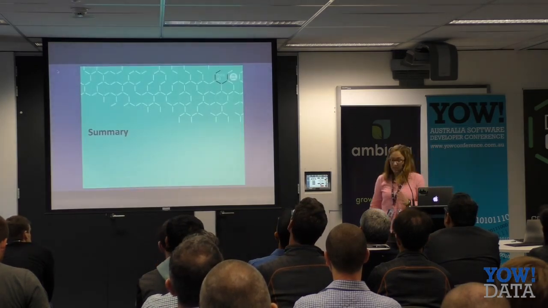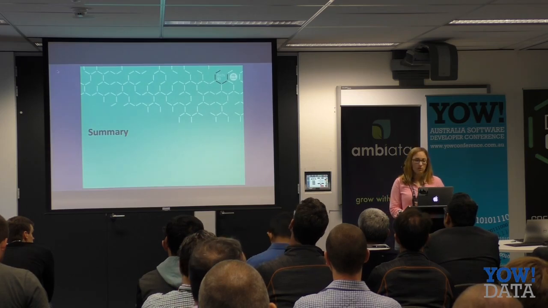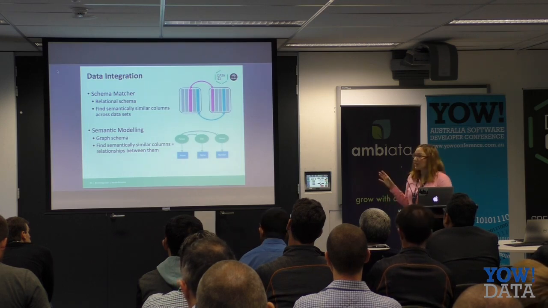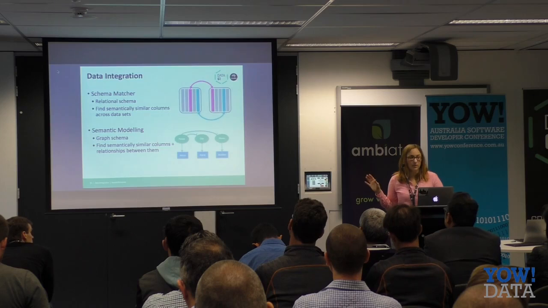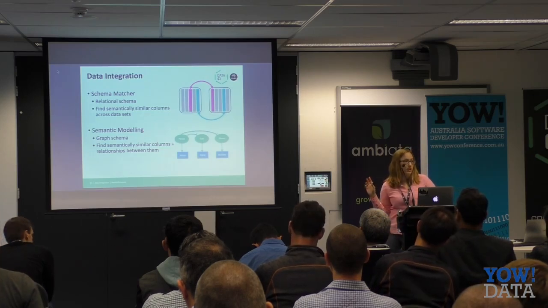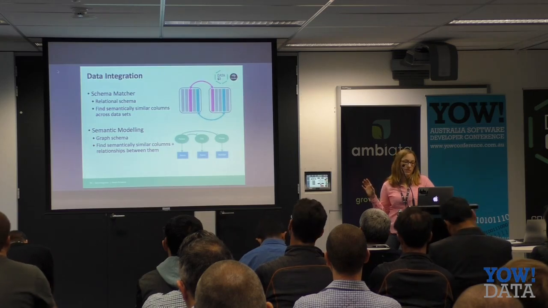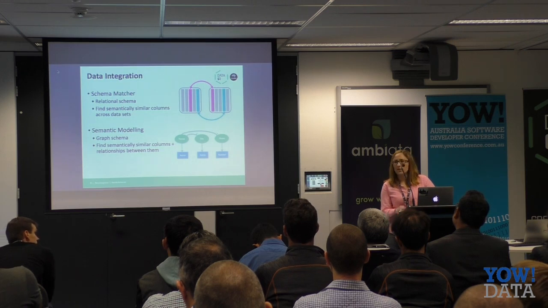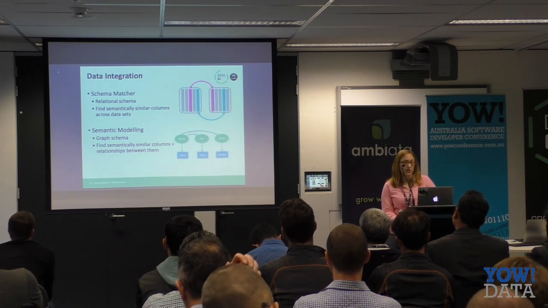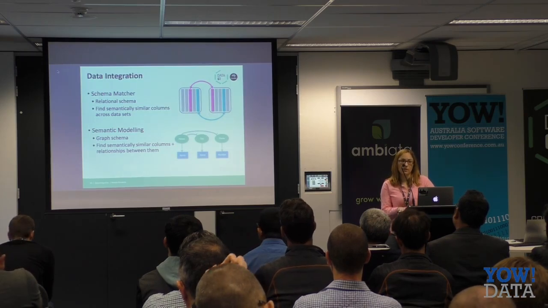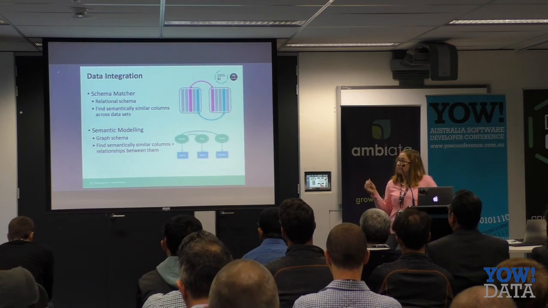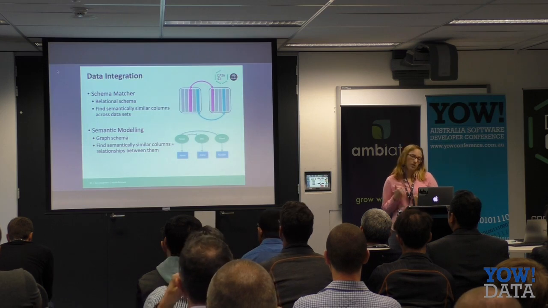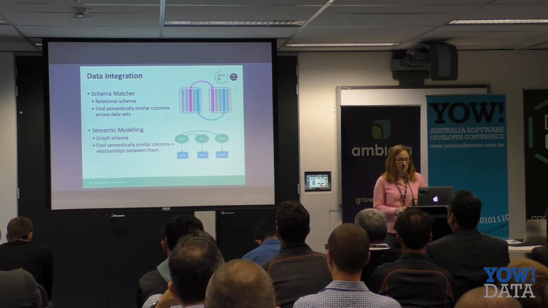Yeah, so now let's shortly summarize what we've talked about so far. I started with relational schema matching, and I presented how we can use the schema matcher to put together relational schemas and find semantically similar columns across data sets. And then I talked about how we can use the schema matcher to find graph-like schemas for your data. So semantic modeling allows us not only to find semantically similar columns, but it also allows us to find relationships between those columns.